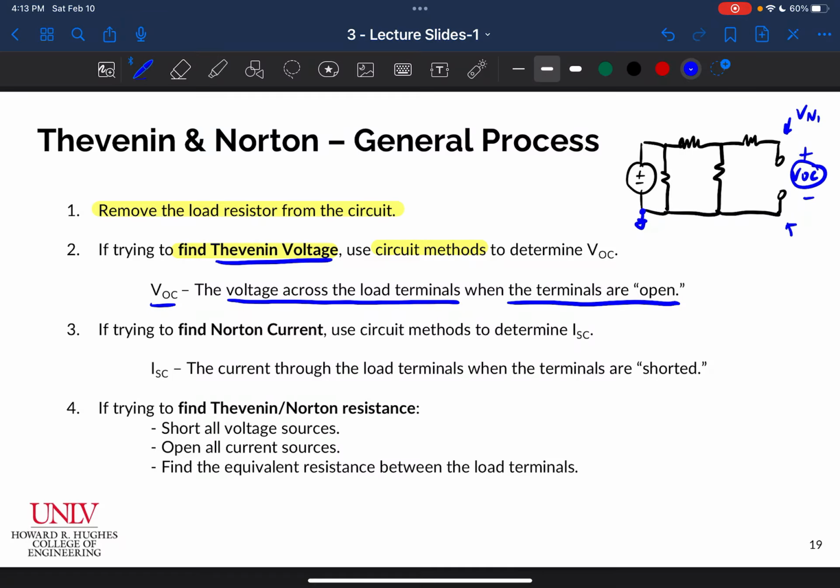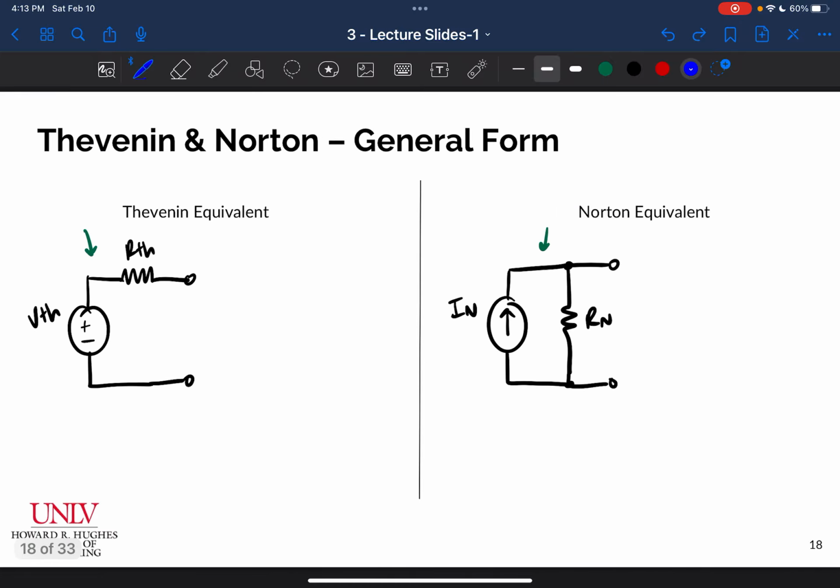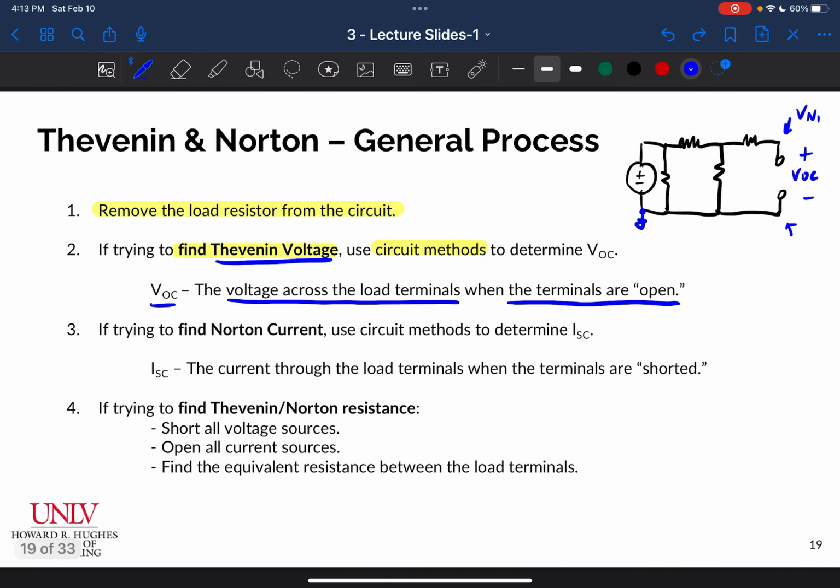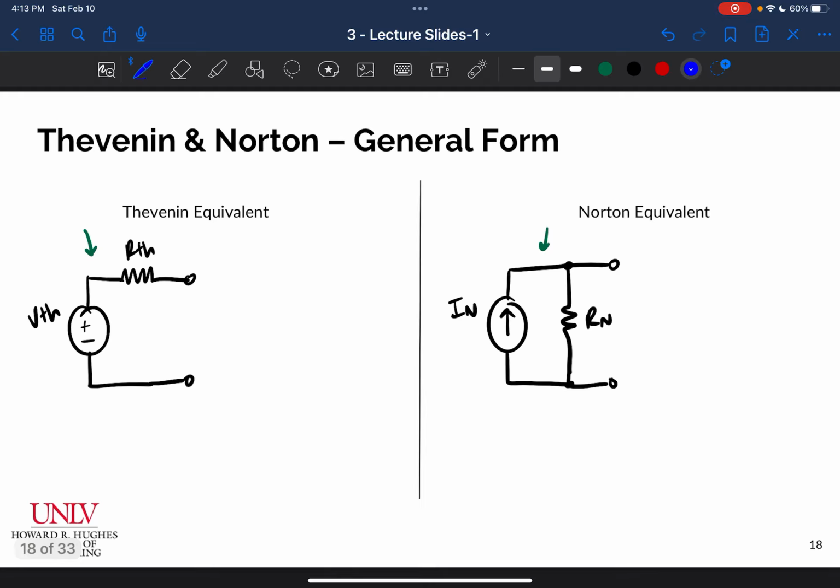So let's say I went and found my open circuit voltage. That is my Thevenin voltage. So if I went through and solved this all out and found that this VOC was equal to 3 volts or something, then I would go right to my Thevenin equivalent, and this would be a 3-volt voltage source. Okay.